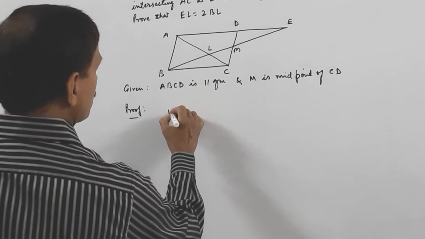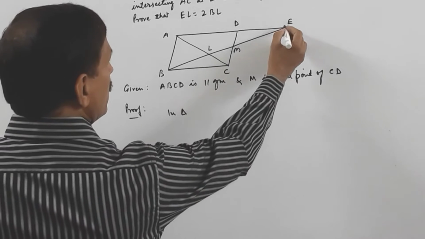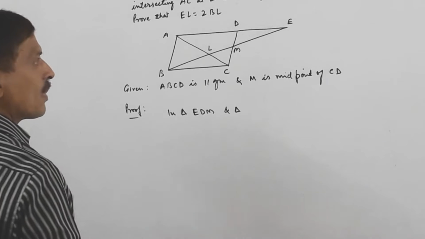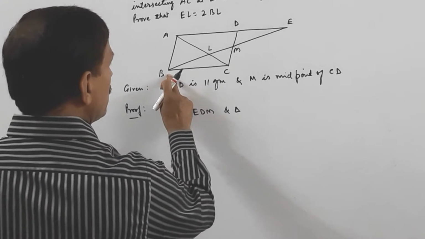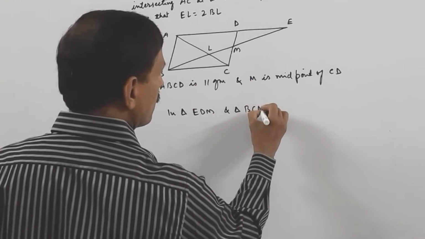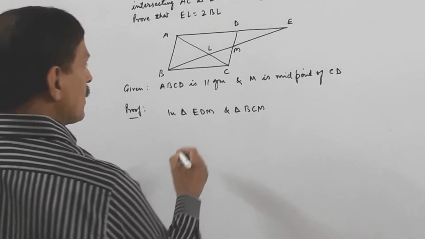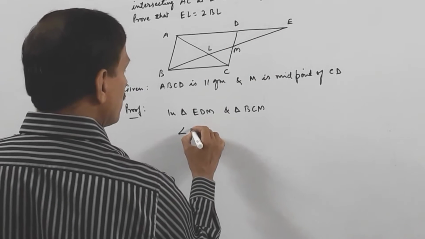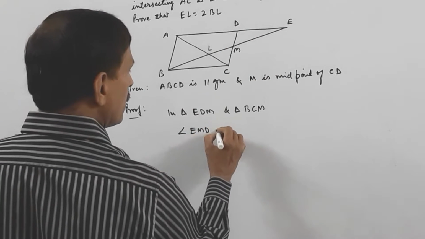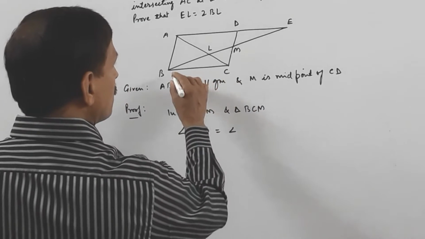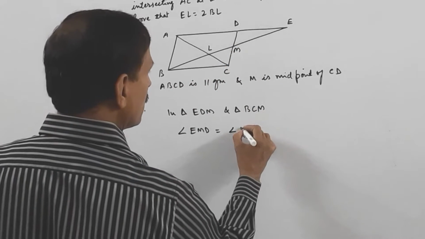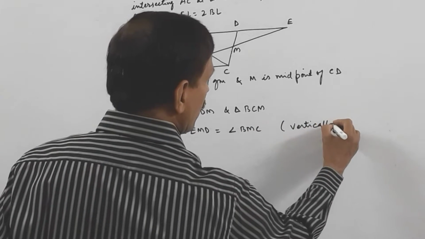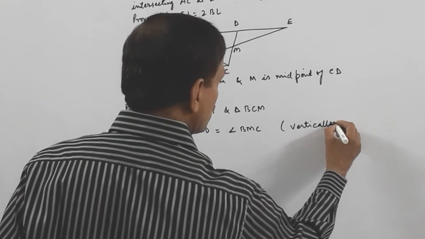In triangle EDM and triangle BCM, we have angle EMD is equal to angle BMC, vertically opposite angles.